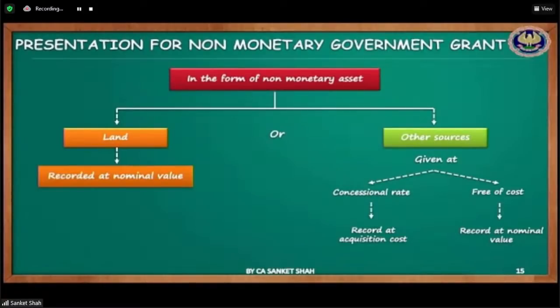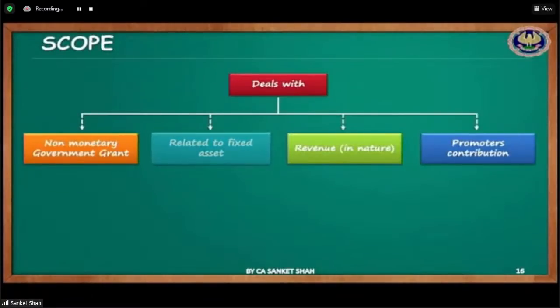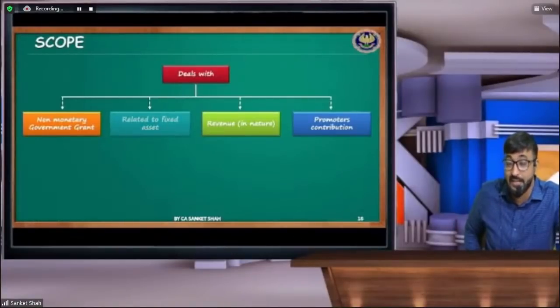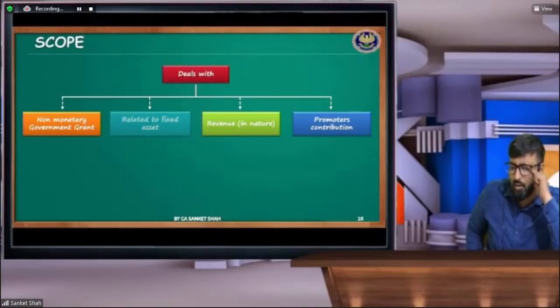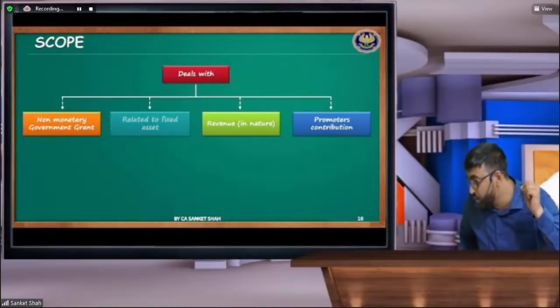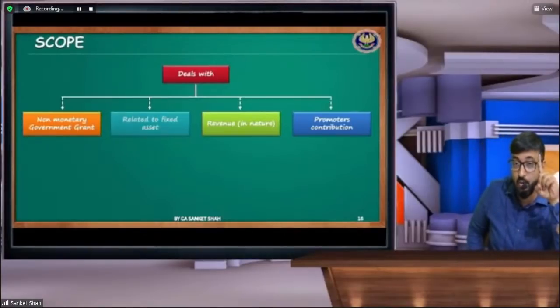Okay. Second one: if government grant is related to fixed asset. So beta, we are going to solve one question based on this concept. Government grant is related to fixed assets. So first one, non-monetary, you understood it. Non-monetary means land or other sources. Land is recorded at nominal value, other sources at concessional rate and free of cost. At concessional rate it will be at that cost, and if free of cost, then at nominal value. Once again, okay. Second one is related to fixed asset. Now understand it. We are going to solve one question based on this concept.